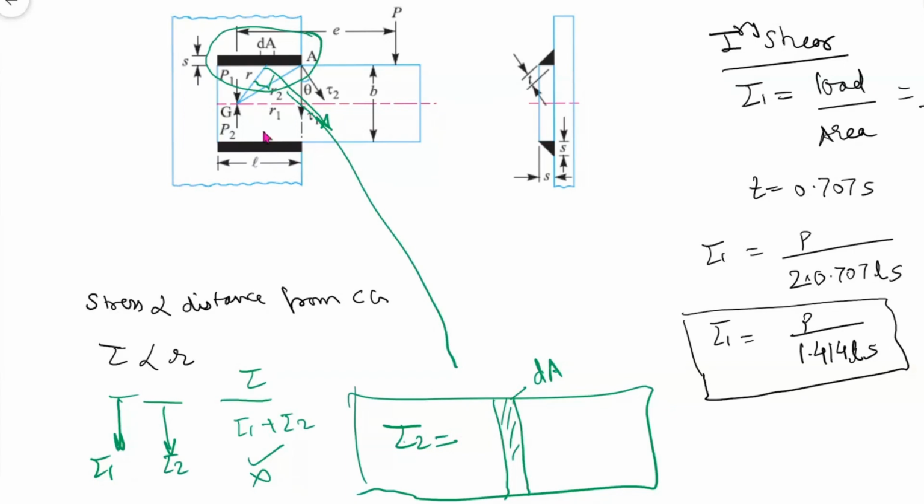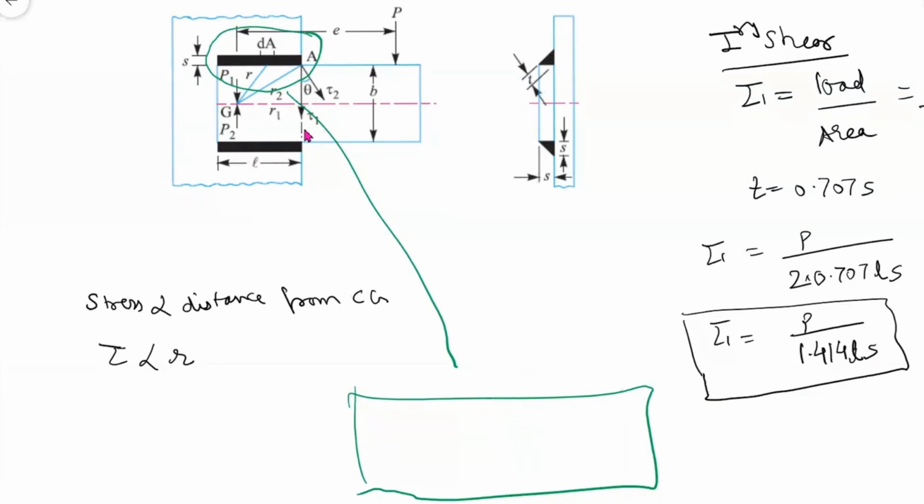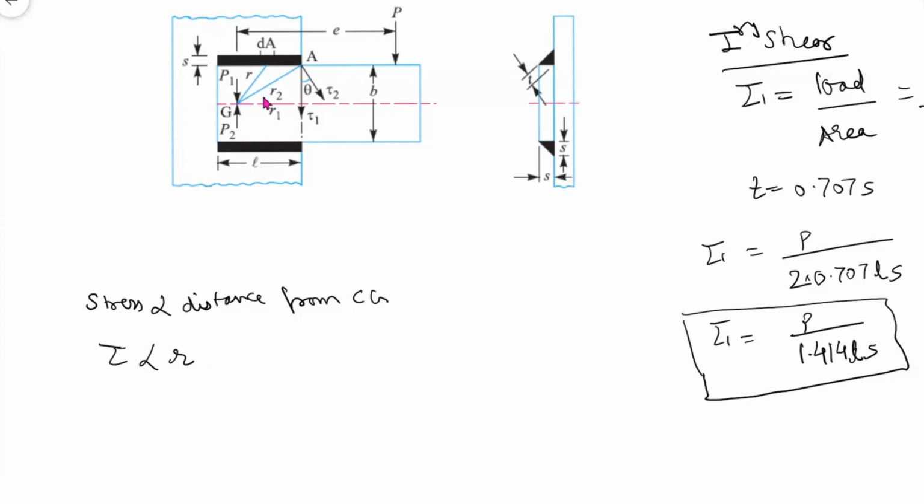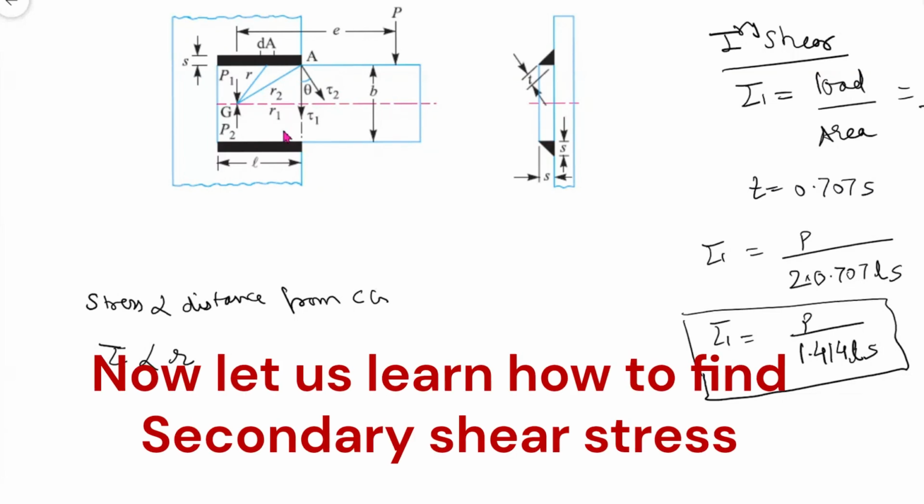Now we have understood that tau 2 is not vertical, whereas tau 1 is vertical. Tau 1, the primary shear stress, is vertical, but tau 2 is not vertical. It is inclined at some angle to tau 1, that is theta. Theta is the angle between tau 1 and tau 2. Now what we have to do? We have to find tau 2 first. After we find tau 2, that is secondary shear stress, we can add it and then we will get the final shear stress. And with this final shear stress, what will we find? We will find T, the throat thickness.